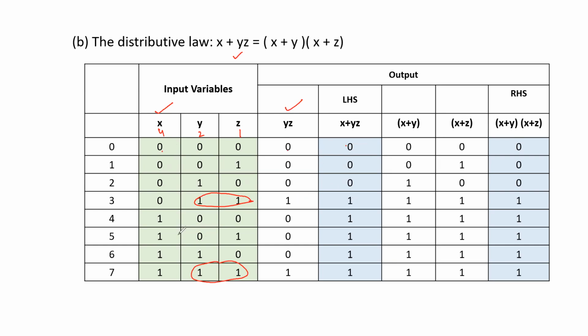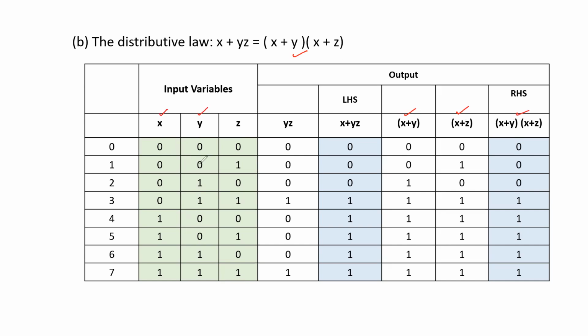0, 1 means 1. So here 4 ones means directly we can write it as 1. Okay, x plus yz. Next, the RHS part. In RHS, first we should find x plus y, next x plus z. After that we should add these two terms.